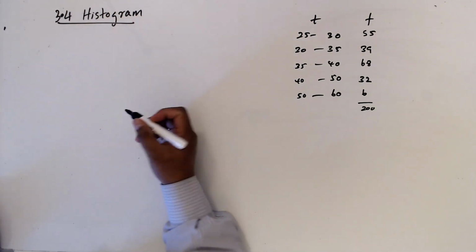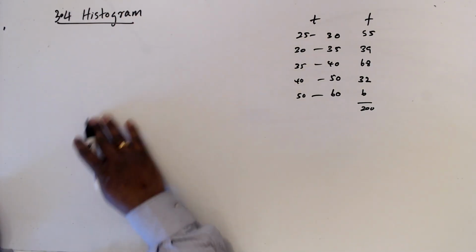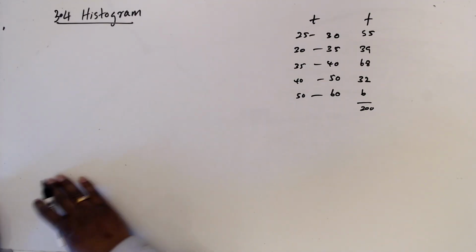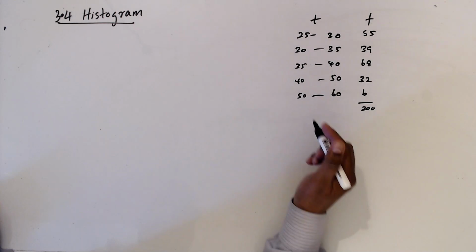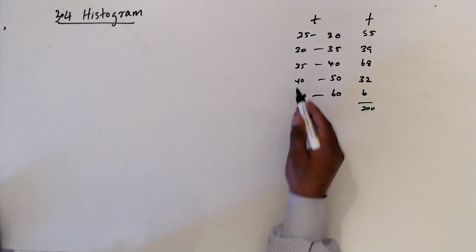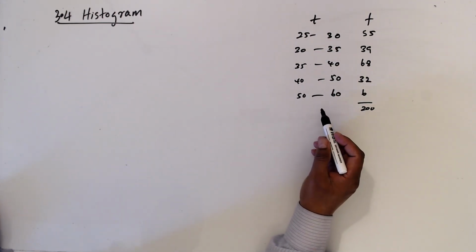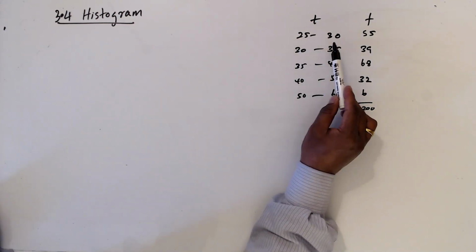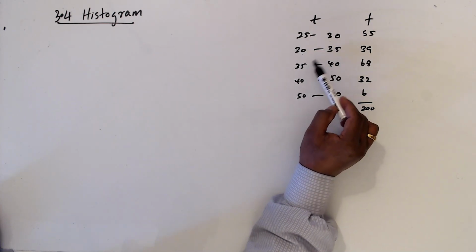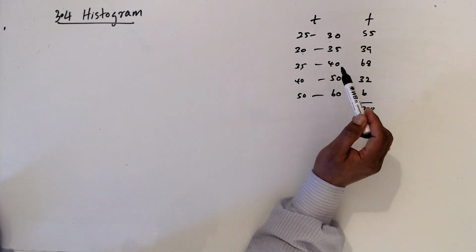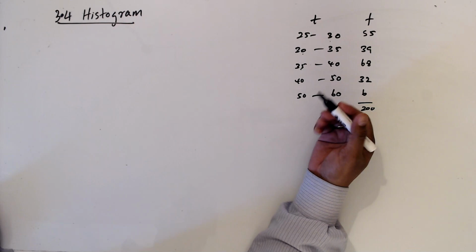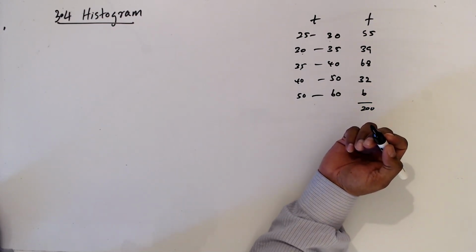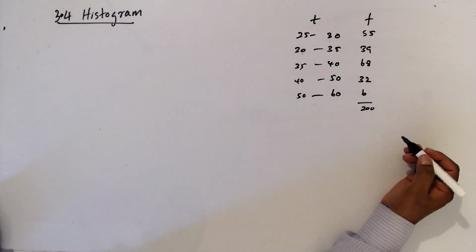Section 3.4, histogram. We'll discuss it with an example. So this is the data, t values. This is the class interval. Initially, when we draw a histogram, we want to look at whether the class interval is continuous: 30, 30, 35, 35. Yes, there is no discontinuity. It is continuous. If it is discontinuous, we want to make sure that it becomes continuous. And this is the frequency.